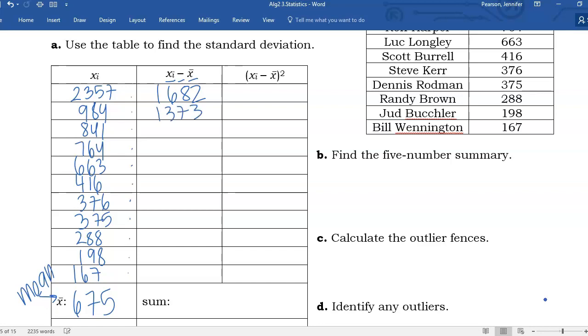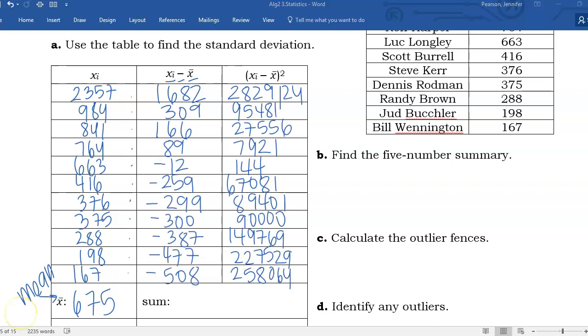I'm going to pause it and finish this table so you're not watching me write a bunch of numbers for so long. Okay, I went ahead and filled in the next two columns. I did have this one wrong too, so sorry about that. I subtracted 984 instead of 675, the mean, right? So it should have been 984 minus 675 for 309. I kept subtracting 841 minus 675, 764 minus 675, each value in the first column minus 675. Then I kept going to the next column too.